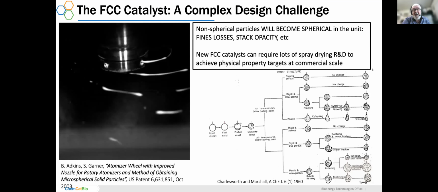On top of that, there's a lot of literature where people have looked at how the composition of the droplet being dried and the time-temperature history can strongly affect the shape. And here's an oldie but a goodie that I've shown you from Charlesworth and Marshall in 1960, showing how you can get all kinds of different shapes and particle integrities. The important thing is that spray drying in and of itself is a huge engineering exercise. And in the FCC world, when a new FCC catalyst is introduced, it's not surprising that it can take a lot of R&D to achieve good physical properties at commercial scale.